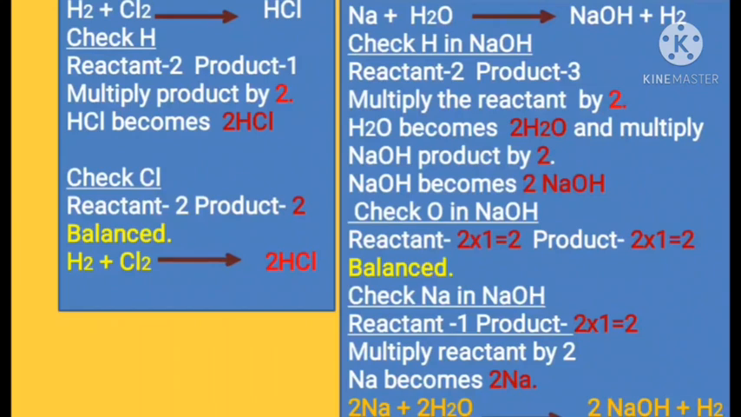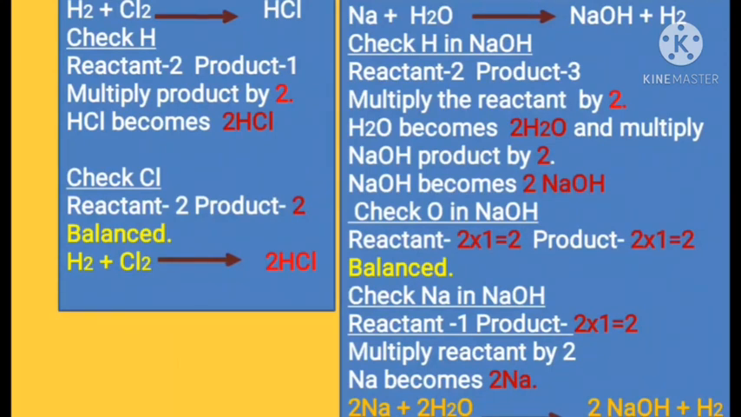Now Na plus H2O gives NaOH plus hydrogen. Check hydrogen. In the reactant side we have 2 and product side we have 3. Multiply the reactant by 2. So your water molecule now becomes 2H2O. Multiply your NaOH by 2. So NaOH becomes 2NaOH. Now check oxygen. In reactant side after multiplication we have 2 oxygen now. In product side also after multiplication we had 2 oxygen. So both are already balanced.